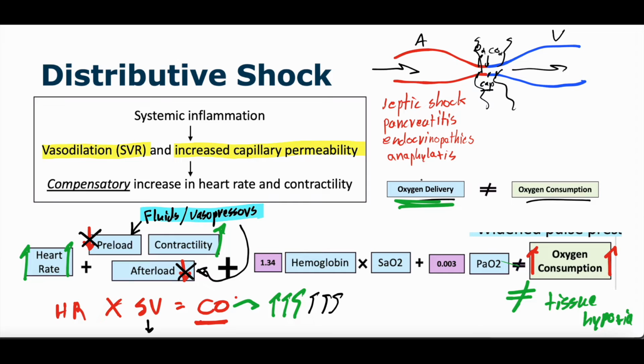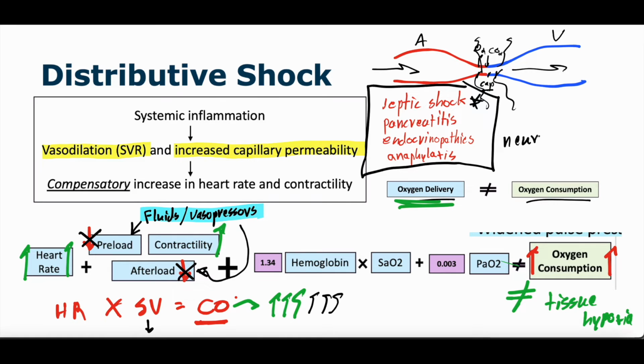All right, so that is distributive shock, the most common cause of shock. Within distributive shock, septic shock is usually the most common, right? An infection that causes diffuse inflammation throughout the body. But pancreatitis, pneumonitis, other itises can cause systemic inflammation, endocrinopathies, anaphylaxis.